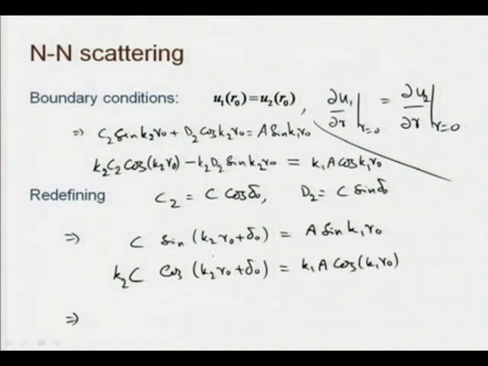This will give, if you divide the second one by the first one, k2 times cos by sin, which is cot. So, k2 cot(k2 r0 plus delta 0) equal to k1 cot k1 r0. Okay. So, in principle, we can find out this delta 0 from known k1 and k2. k1 and k2 are given in terms of E and V0. And suppose we know also the range of the potential r0 from other data or other experiments or other computations. Then in principle, we can invert this to get delta 0.